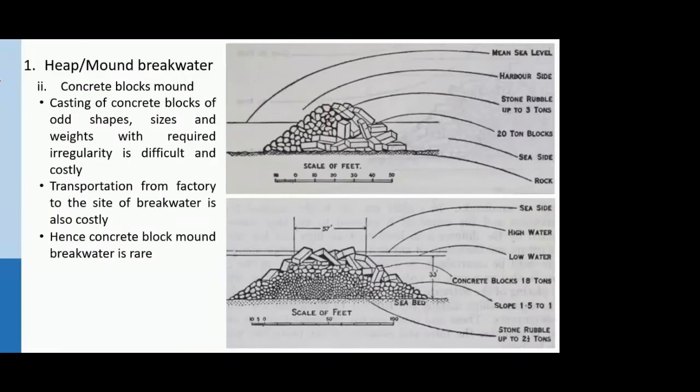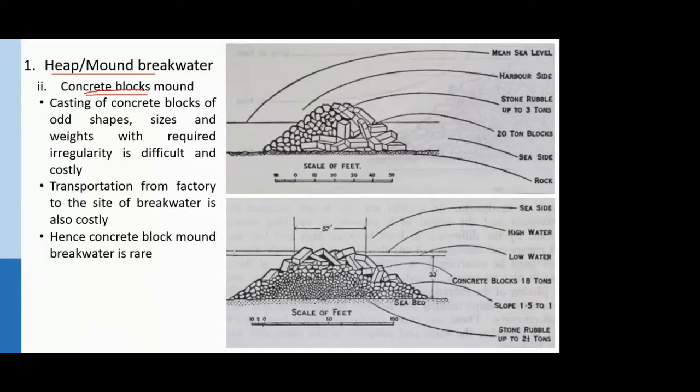So the next type in the heap and mound breakwater itself is a concrete block mound. Now this is almost similar to the rubble mound. The only difference is that the rubble mound breakwater consisted of huge boulders. Now here, instead of rubble, we have used concrete blocks. So you all know what a concrete block is. So rectangular concrete blocks are used.